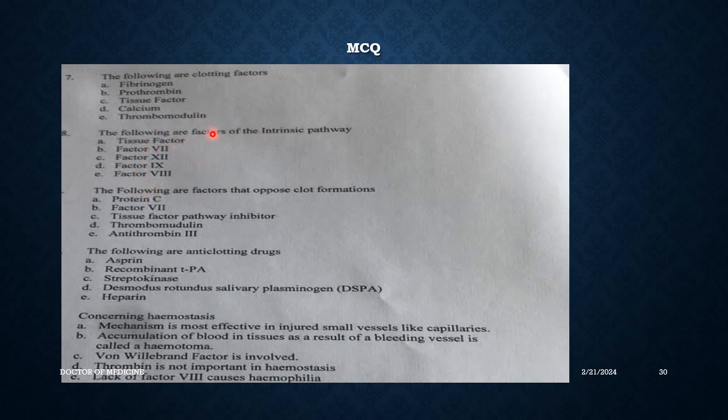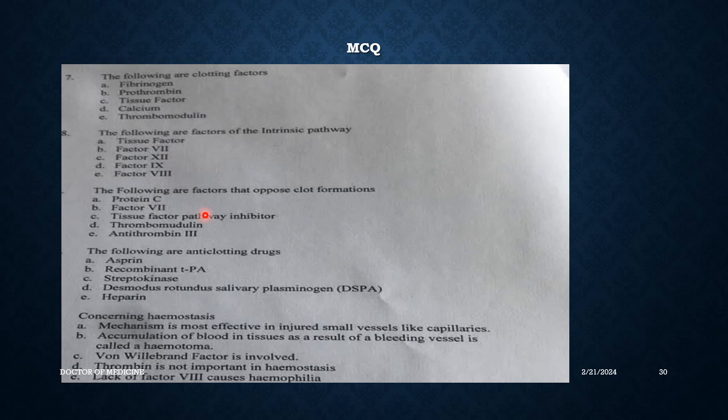Next question. The following are factors of the intrinsic pathway. The tissue factor, false. It's for the extrinsic pathway. Factor 7, false. Extrinsic pathway. Factor 12, true. That's the Hageman factor, the first factor that we have in the intrinsic pathway. Factor 9, true. It works together with factor 8 to activate the Stuart-Prower factor, which is factor 10. Lastly, we have factor 8. Definitely, that's the cofactor to factor 9. It's a clotting factor for the intrinsic pathway.